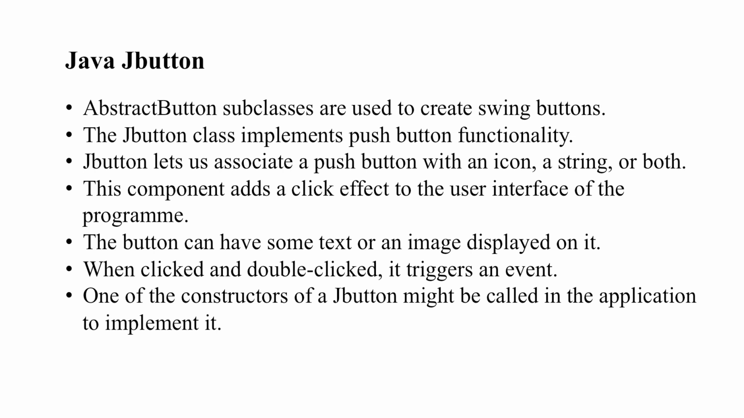JButton is basically for creating a Swing button, and the AbstractButton class is used here. The JButton class implements push button functionality. This is for creating the push button, and a JButton can be associated with an icon along with text, a string, or both. Whenever we click on a JButton, it adds some user interface, and it can have text as well as an image displayed when we press the button.